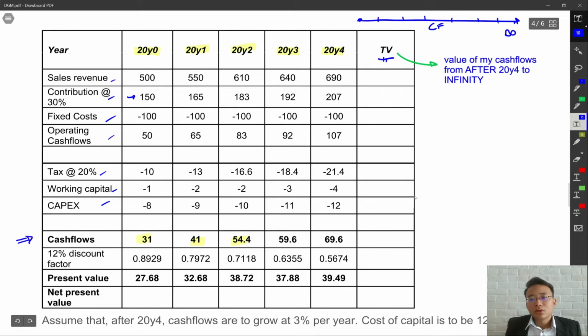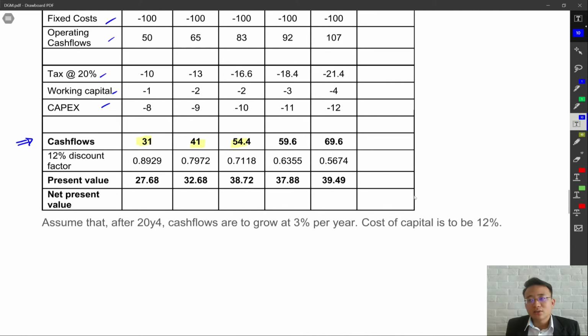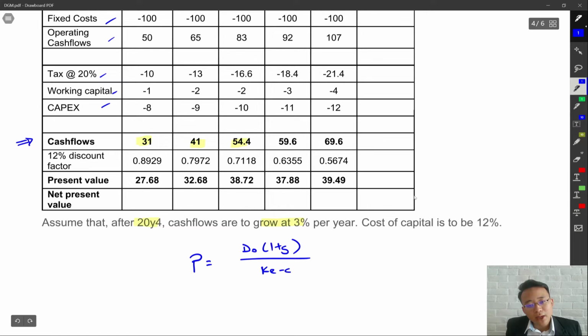So what would be those values? Now, I scroll to the bottom for just a second to highlight. The question will usually mention to you that after 20Y4, cash flows grow at 3% per year. This is constant. It's going to stretch until infinity. Your two conditions are met. Therefore, we can bring in the formula. So what is the formula? Again, we would call it as P equals to, this time we can put it as D0 (1 plus G) over KE minus G.